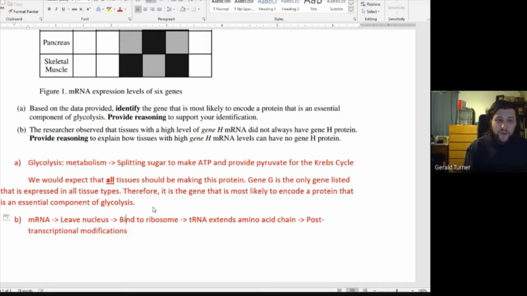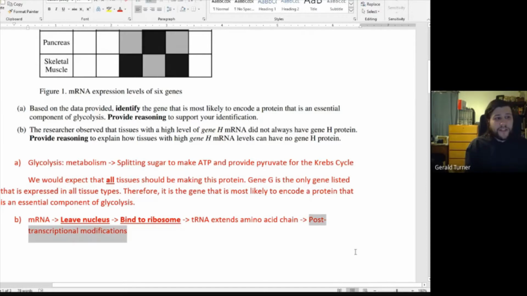So the places where this could break down: it might be that for whatever reason, that mRNA doesn't leave the nucleus. Either it gets broken down before it leaves, or it is blocked from leaving. Somehow it doesn't make it out of the nucleus. It might be that for whatever reason it gets out of the nucleus but fails to bind to the ribosome.